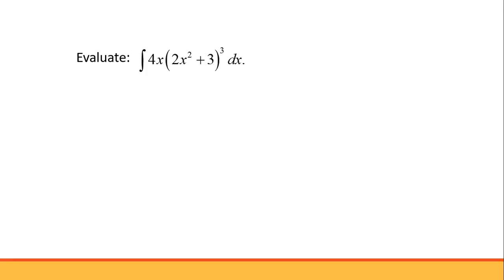So let's try that same method of substitution on this integral. You'll notice that once again we've got something to a power. That's the 2x squared plus 3 to a power. So we're going to make a substitution for the 2x squared plus 3, and we'll call that u. Now if u is 2x squared plus 3, then the derivative of u is 4x dx.